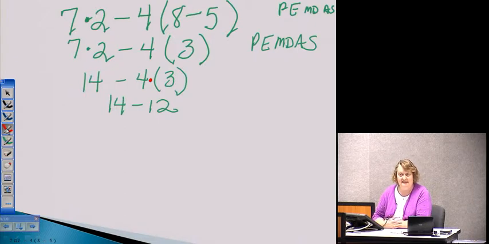Then the last is look for our addition and subtractions. 14 minus 12 is 2.